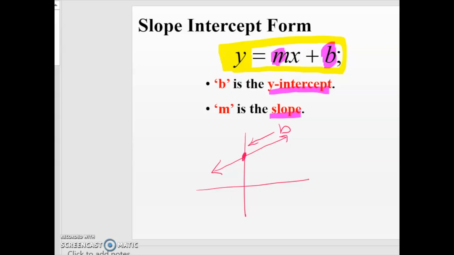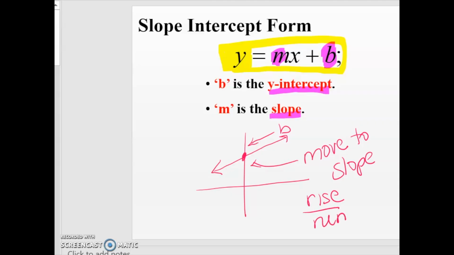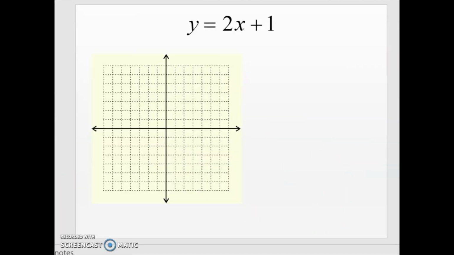And from this point, we're going to be able to move according to the slope. So we remember that our slope was rise over run. So we'll be able to create more points on the line by finding the slope. So here we go. Let's start with our first equation.